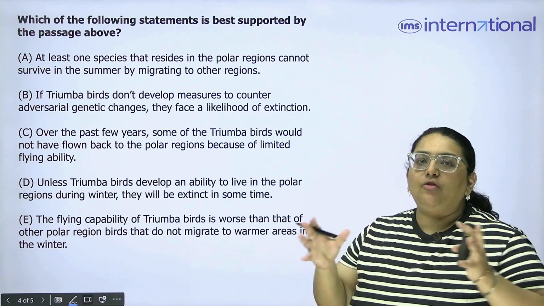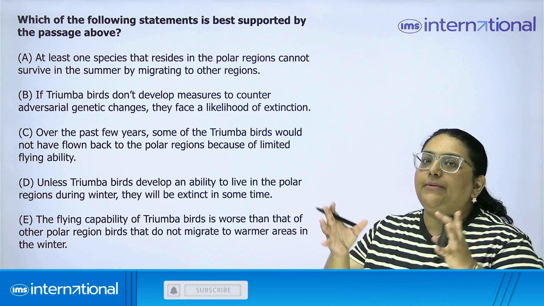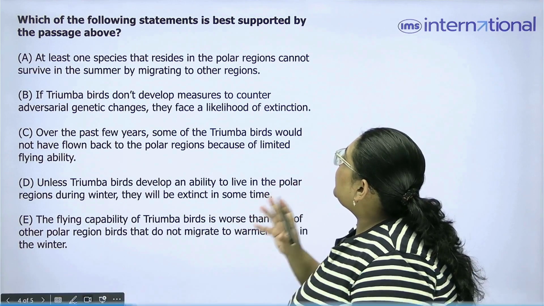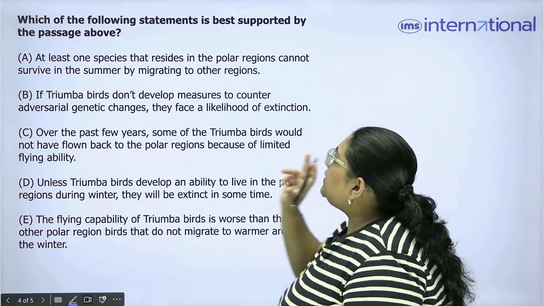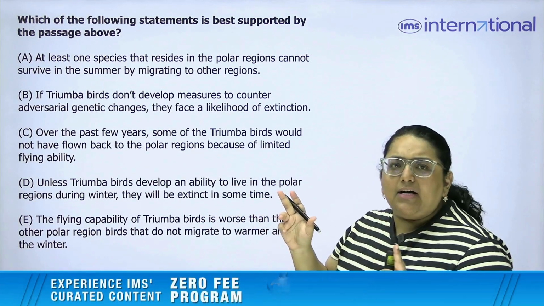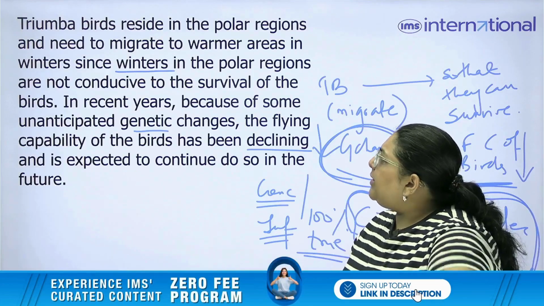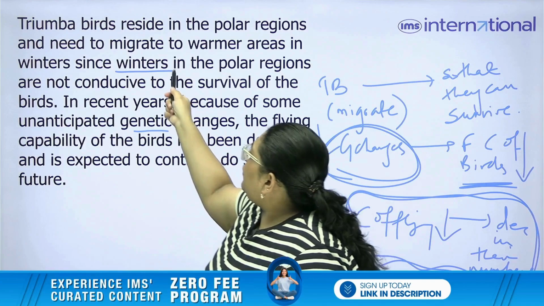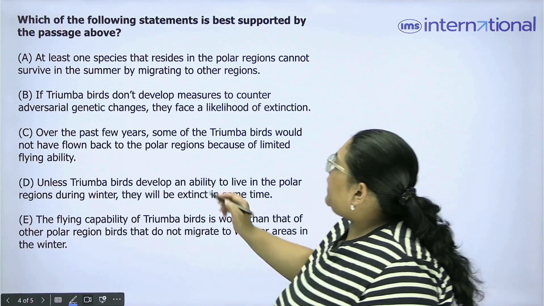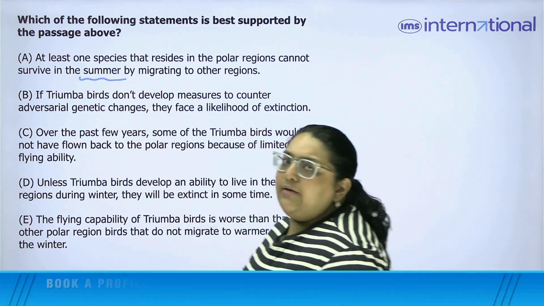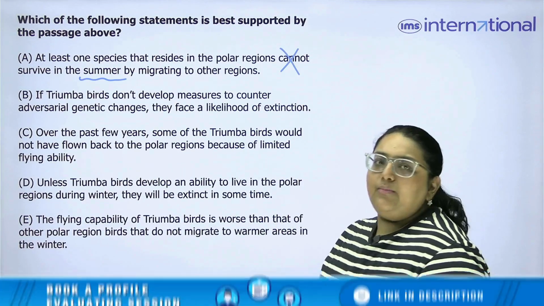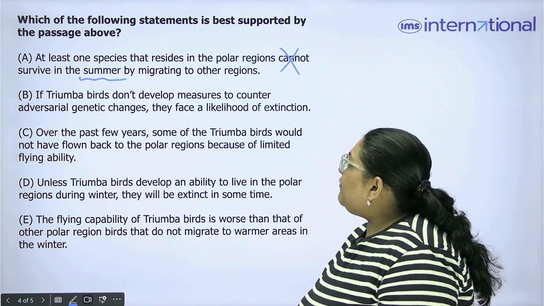Okay guys, now let's have a look at the options and see which of these will be the correct choice. Now what does A say? At least one species that resides in the polar regions cannot survive in the summer by migrating to other regions. But let's hold on a minute. Is our argument talking about summer or is it talking about winters? Our argument is talking about winters. We cannot infer any information about summer from this argument. So we can safely eliminate A and move on to the next option. Let's have a look at B.